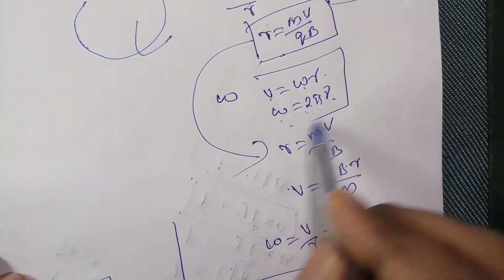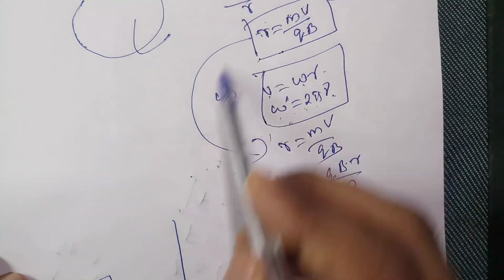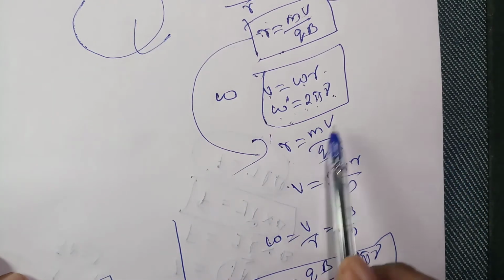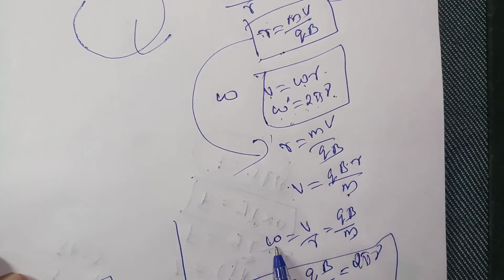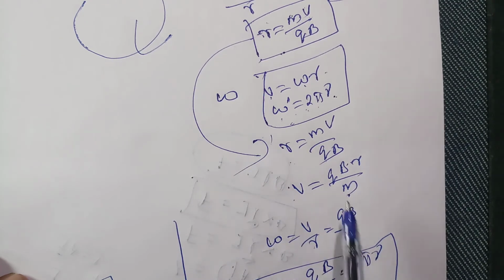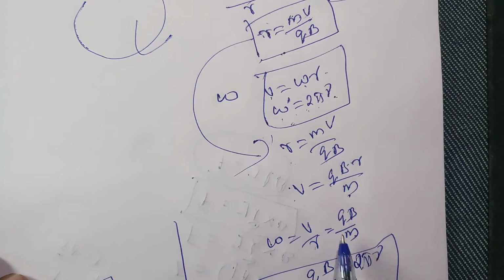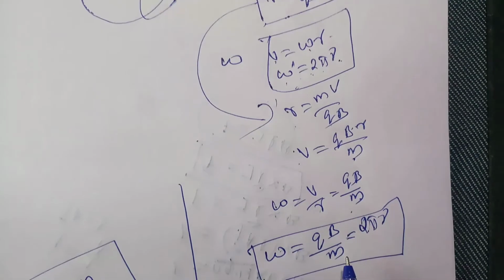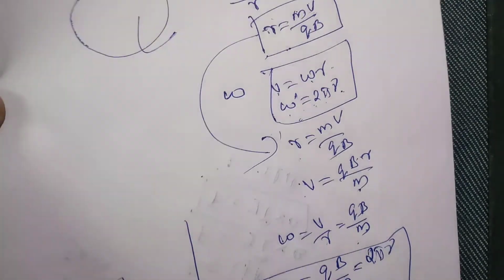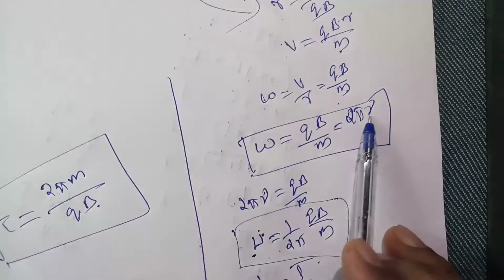This one you keep there, this one to use later. From this one we have r is equal to mv by qB, so v will be qBr by m. Now omega is equal to v by r, so the r will get cancelled, so omega is given by qB by m.